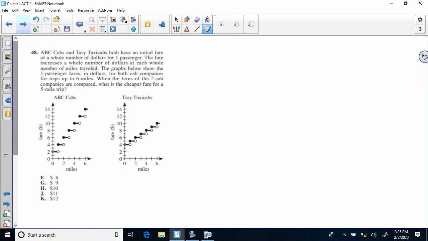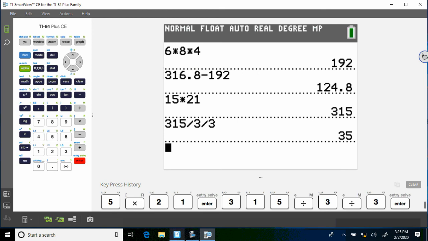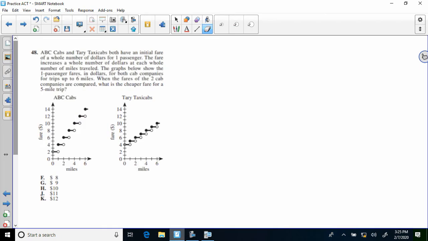48, it says, ABC cabs and Terry taxi cabs both have an initial fare of a whole number of dollars for one passenger. The fare increases a whole number of dollars at each whole number of miles traveled. The graphs below show the one passenger fares in dollars for both cab companies for trips up to 6 miles. When the fares of the two cab companies are compared, what is the cheaper fare for a 5-mile trip? So they want to know if you understand step graphs.